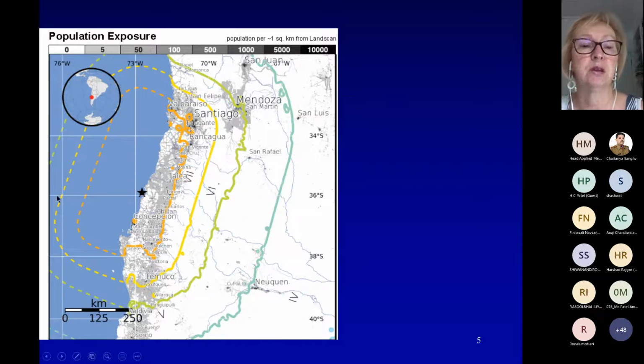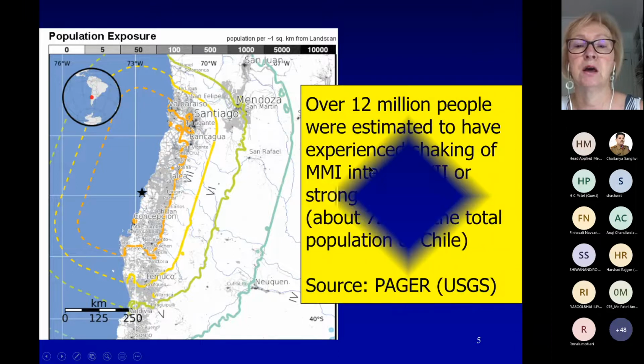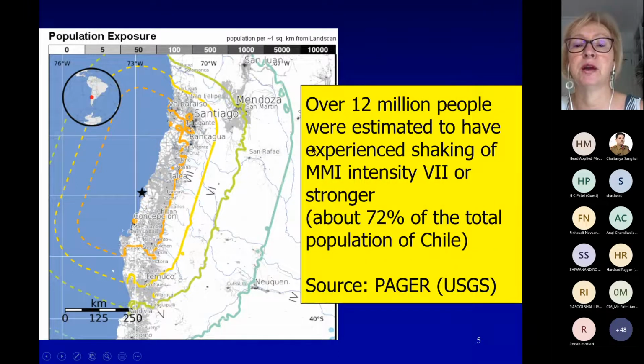So anyways, the cities in the coastal area close to the epicenter experienced maximum damage due to the earthquake. Plus there was a tsunami which happened about 1 hour after the earthquake. Over 12 million people were estimated to have experienced shaking of maximum intensity MMI, modified Mercalli intensity 7 or stronger, which is about 72% of the total population of Chile.